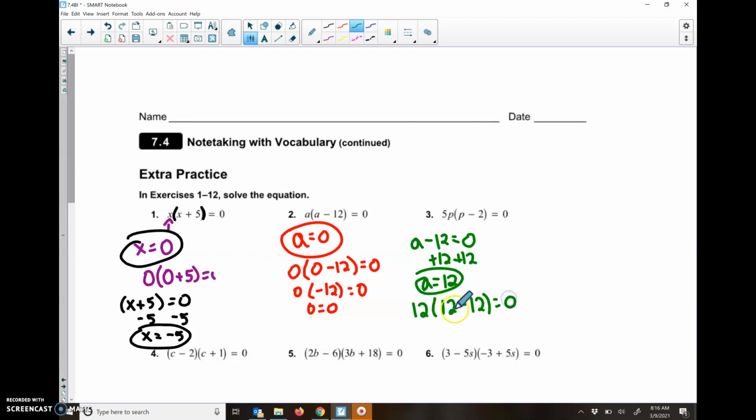So 12's across the board. 12 minus 12 is 0. So now in my parentheses I have 0, and 12 times 0 is 0. So yes, that does work. 0 does equal 0, so my two answers are 0 and 12.